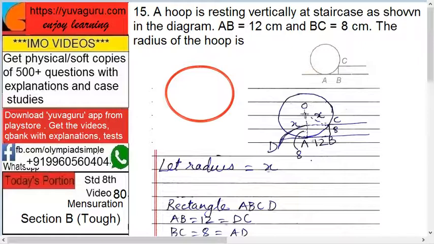Take this figure. Take OC, OA. Take this as the radius, so take this as x. Okay, let the radius be x. Now what happens? Rectangle ABC, and see this.